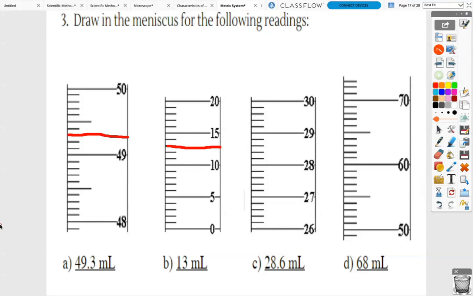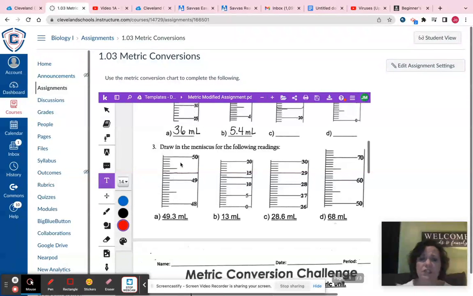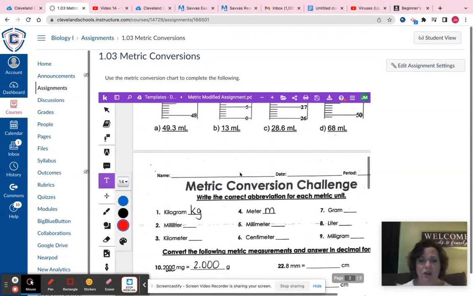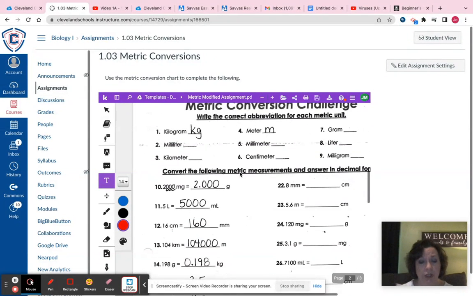Okay, so I'm going to go back to our assignment. So that takes care of the first page. Now, the second page. The second page, most of it's been done for you, but I can go through and show you a couple of these just to get you started.